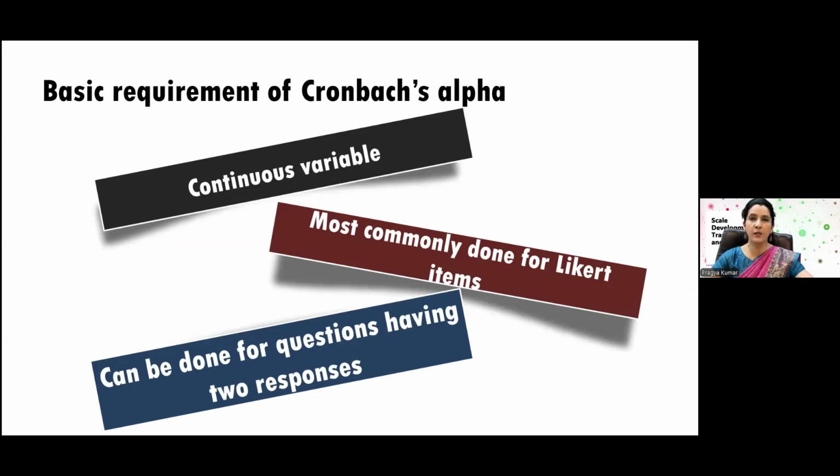So the basic requirement of Cronbach alpha is that it should be in the form of a continuous variable. And we take a Likert scale of 5 or more. Likert is taken as a continuous variable. So it should be in the form of a continuous variable. Most commonly, it is done for the Likert item.